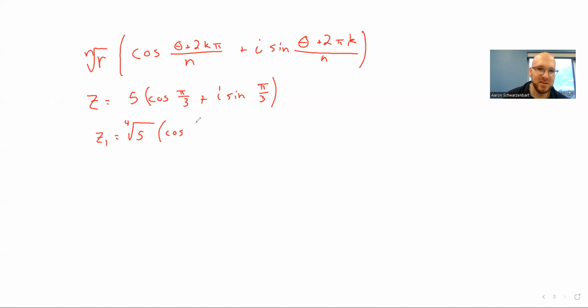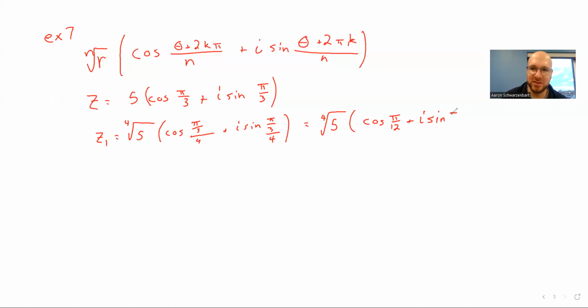cosine of pi over 3 over 4. Which equals fourth root of 5, that's cosine pi over 12. We're just going to leave them in polar form for this example. This is example 7. I sine pi over 12. Pi over 3 divided by 4 is the same as multiplied by 1/4. That's pi over 12. That's going to be useful a bunch.